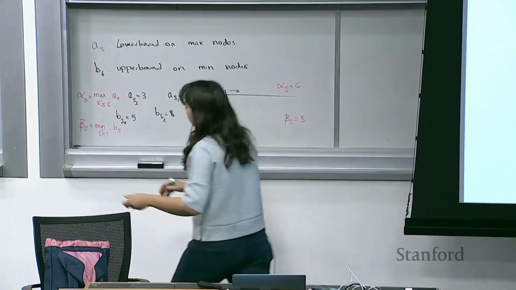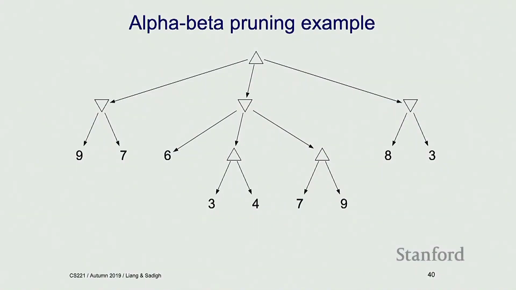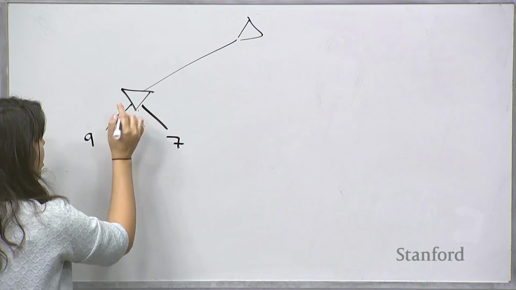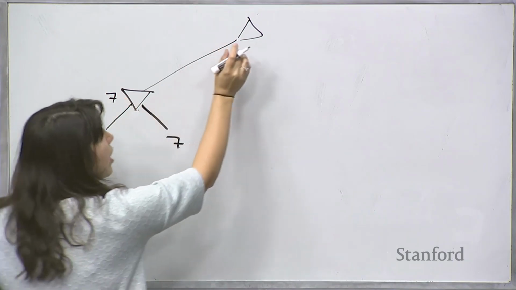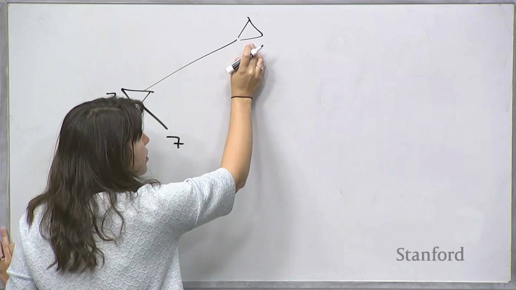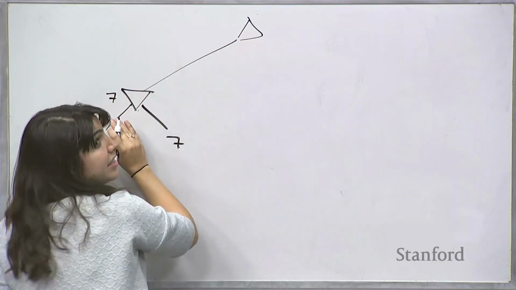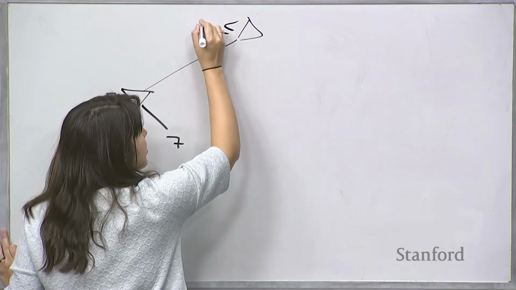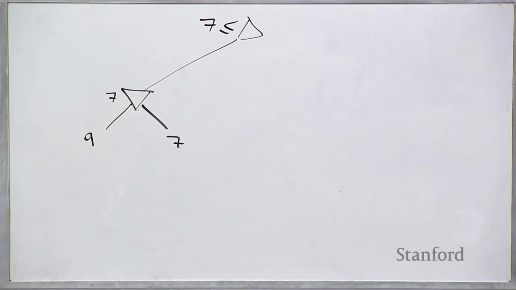I'm going to do this example real quick. We're going to start from some top node. We're going to go to this node. This is a min node between 9 and 7, right? So it's a min node. I'm going to get this guy 7. I'm going to realize that this max node is going to be something that's at least 7, greater than or equal to 7. So my alpha of S is going to be 7 right now.